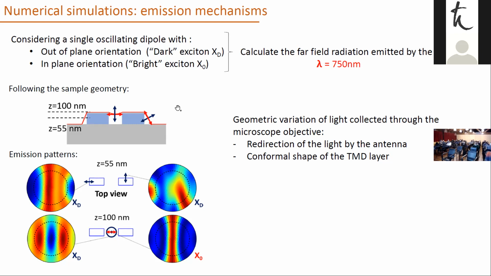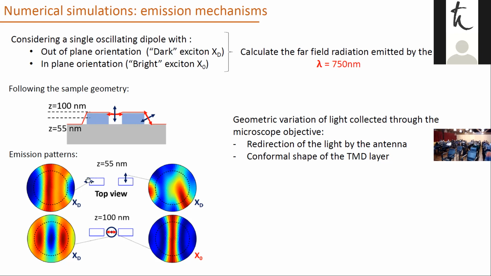And we move this dipole following the flake geometry, because on the edge there, but also on the lateral structure, as it is conformal, it changes shape. And this is the emission pattern calculated at some specific point on this antenna. So everything that will be inside the dashed line will be captured by our objective.